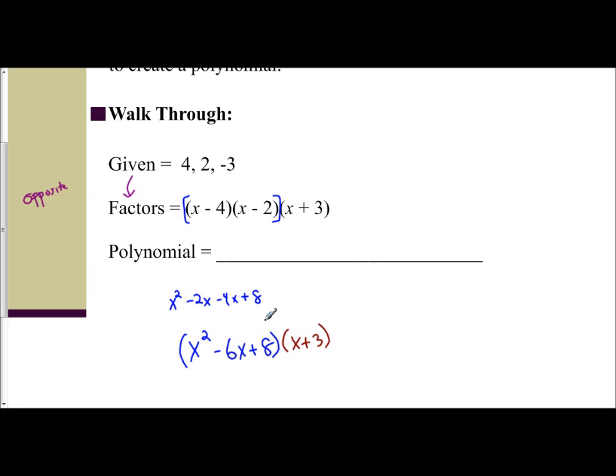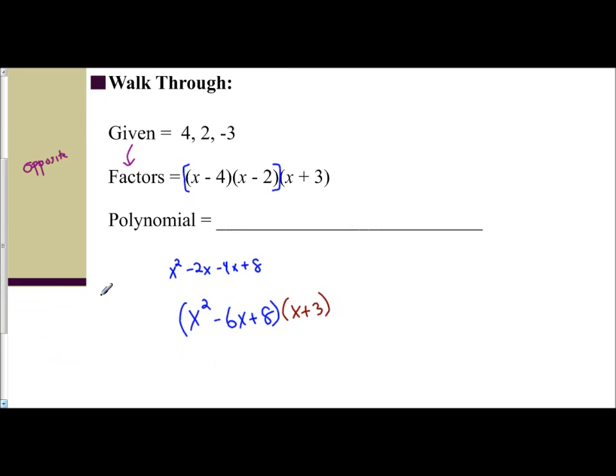So I'm just going to drop that down. And again, I'm going to use the distributive property. We have x squared times x and x squared times 3. That's going to give me x cubed plus 3x squared. Negative 6x times x is negative 6x squared. Negative 6x times 3 is negative 18x. 8 times x is 8x. And 8 times 3 is 24.